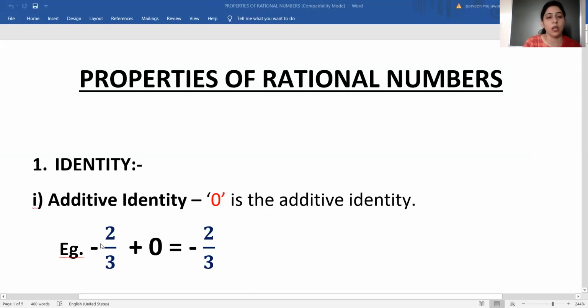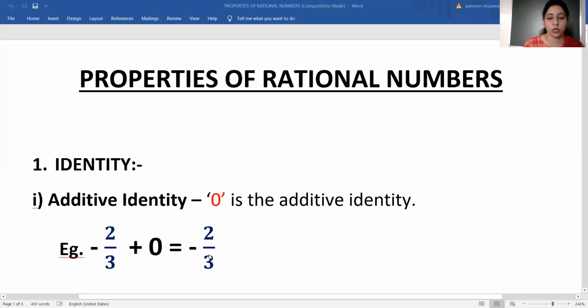Now we'll check with the example. Minus 2 upon 3 is a rational number, a negative rational number. So when minus 2 upon 3 is added to 0, you get back the same rational number. Whenever any rational number is added to 0, you get back the same rational number. Can you see this is a mirror? When you look into the mirror, you see your own reflection. So here 0 acts like a mirror. So minus 2 upon 3, when added to 0, gives back the same rational number.